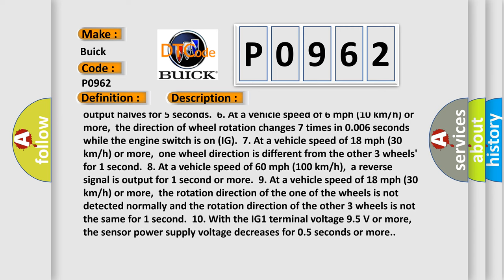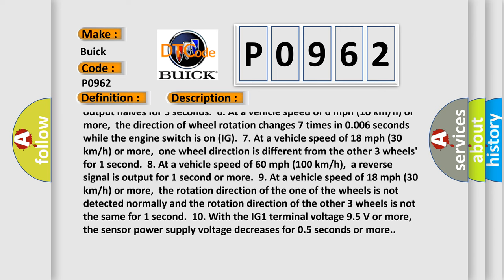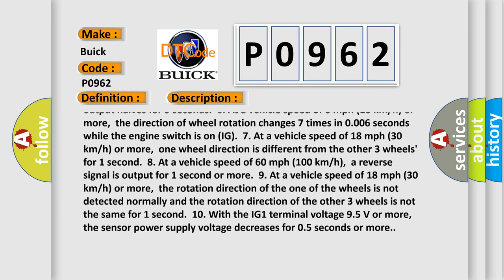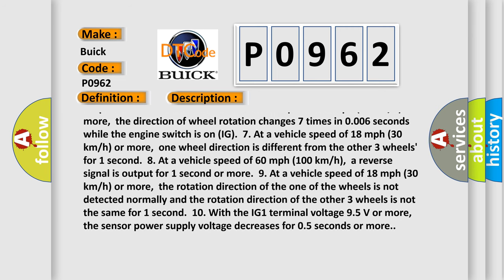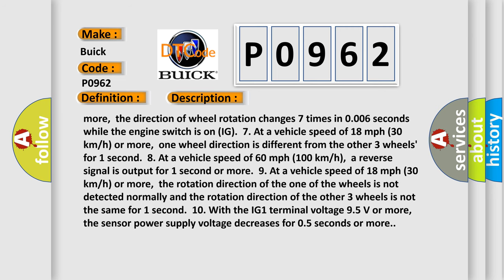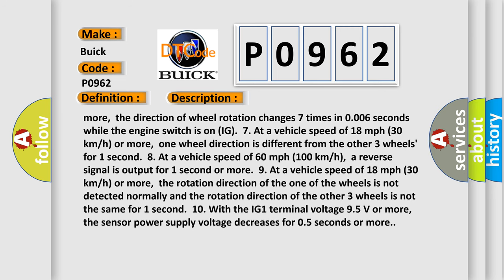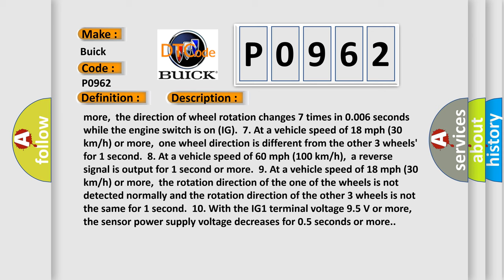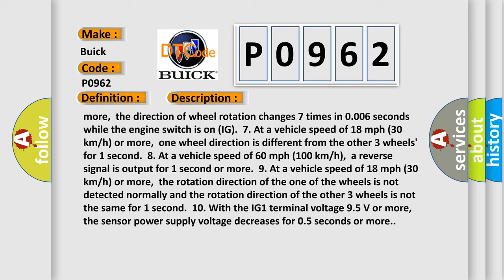a reverse signal is output for 1 second or more; 9, at a vehicle speed of 18 miles per hour, 30 kilometers per hour or more, the rotation direction of one of the wheels is not detected normally, and the rotation direction of the other 3 wheels is not the same for 1 second; 10, with the IG1 terminal voltage 9.5 volts or more, the sensor power supply voltage decreases for 0.5 seconds or more.